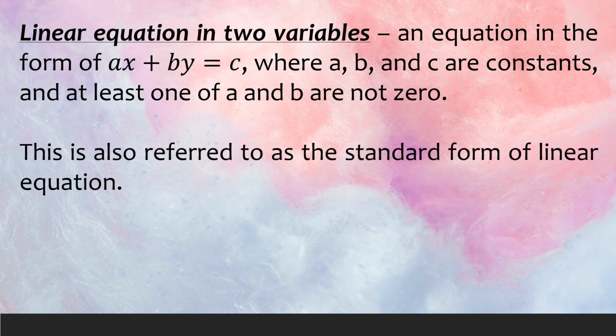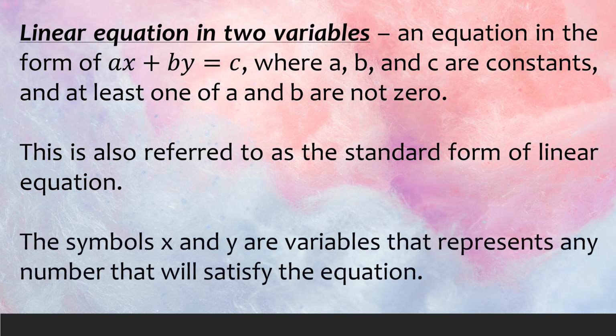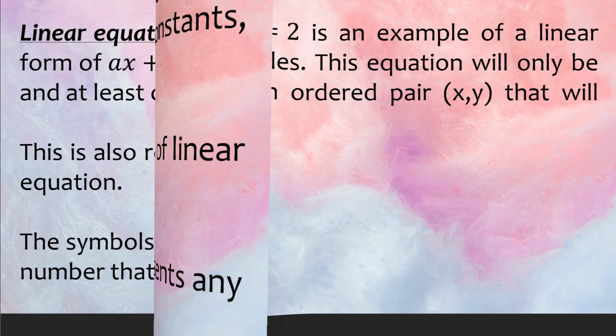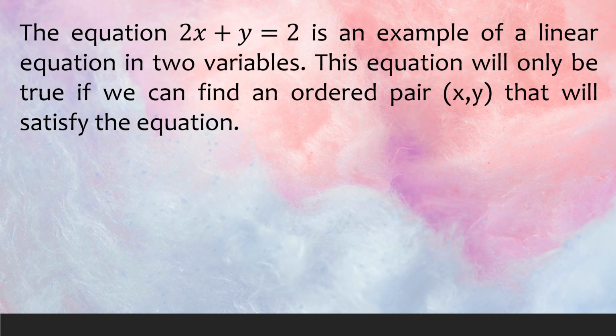This is also referred to as the standard form of linear equation. The symbols x and y are variables that represent any number that will satisfy the equation. The equation 2x plus y is equal to 2 is an example of a linear equation in two variables. This equation will only be true if we can find an ordered pair (x, y) that will satisfy the equation. So, ang given na 2x plus y is equal to 2 is an example of linear equation.